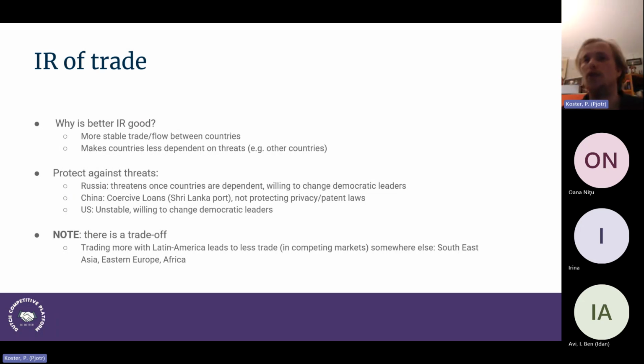If the US and EU don't invest in X country, China will do it, and China is a bad actor. The way to see this is, China is bad because it puts up a lot of coercive loans that they set up to fail. So that means they have access to, for example, your mines, or when it comes to Sri Lanka, their ports. They don't really protect any privacy or patent laws.